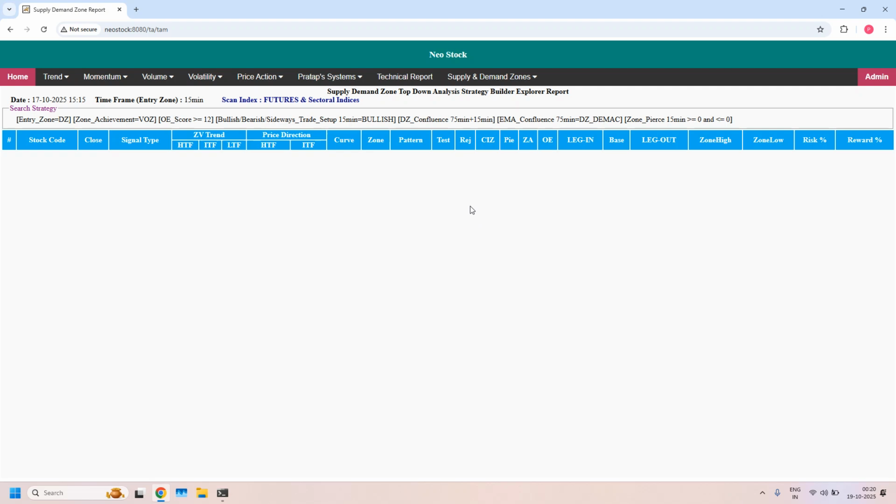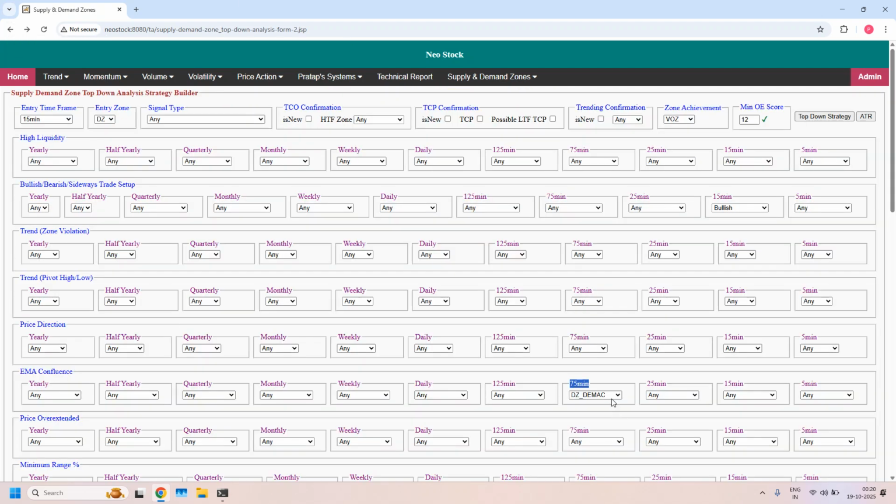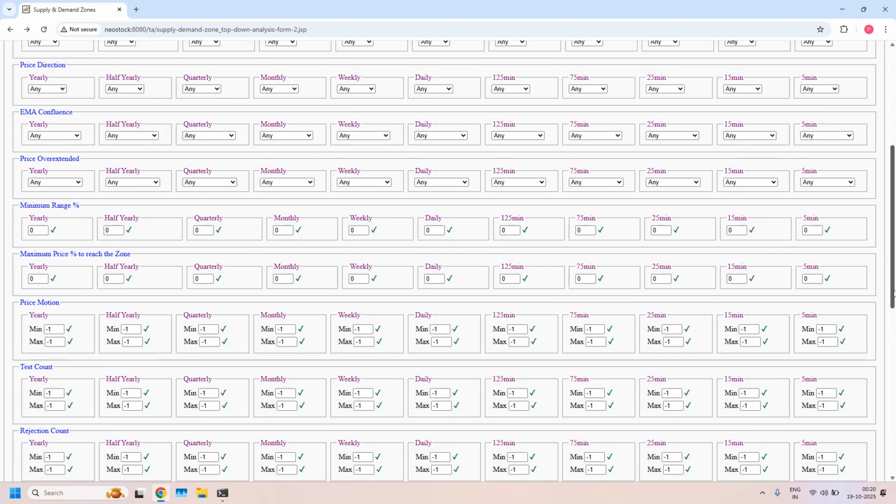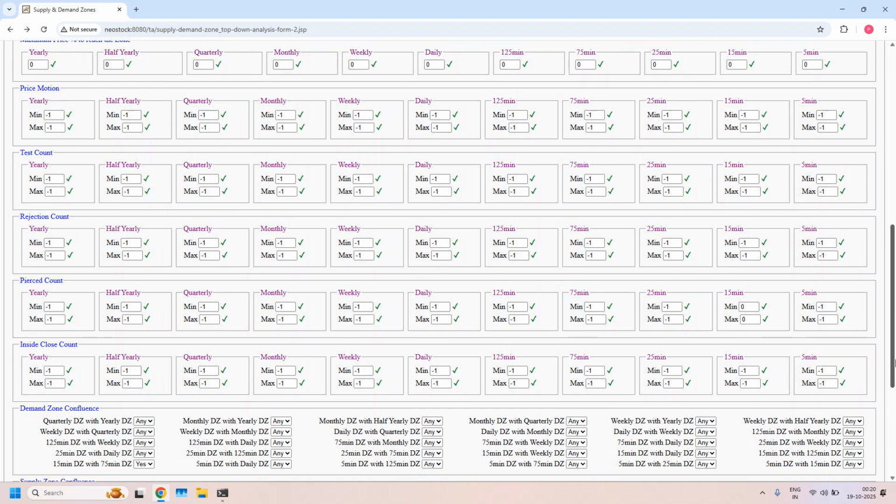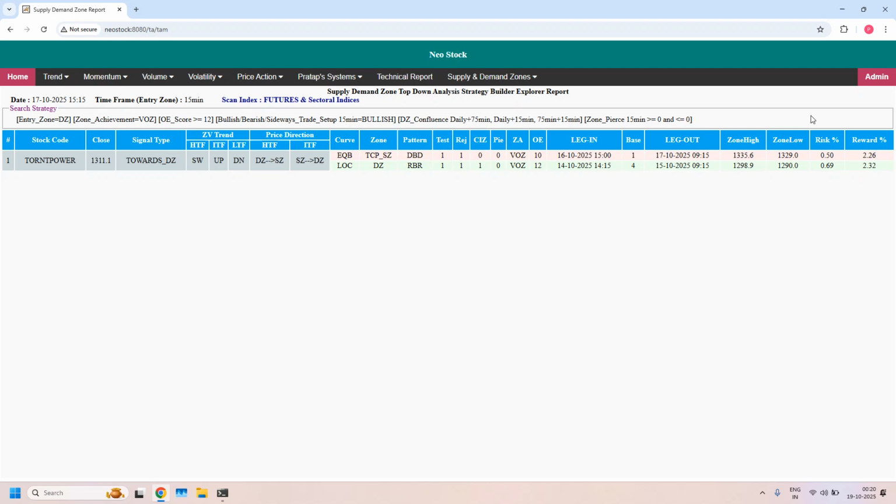Okay, next filter is LTF, ITF and HTF demand zone confluence and HTF EMA confluence. Removing the ITF EMA filter. In the demand zone confluence, there are 3 filters we have to set: first 15 minutes and 75 minutes, 15 minutes and daily, 75 minutes and daily demand zone confluence. With all the 3 filters, we got only 1 stock.